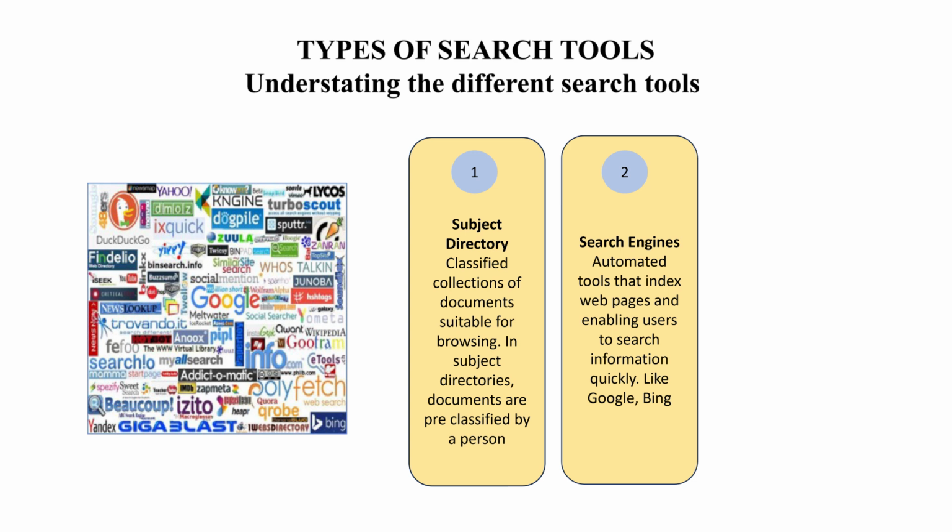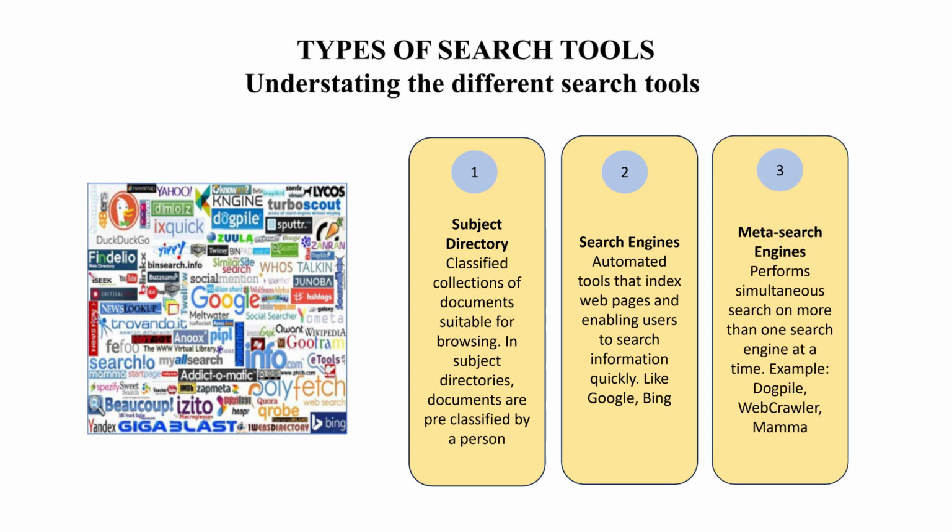The meta search engine, the last one, is a combination of engines. You can say a meta search engine performs simultaneous search on more than one search engine at a time. Examples are Dogpile, Webcrawler, and Mamma. Now let's look at the difference between subject directory and search engine in a bit more detail.